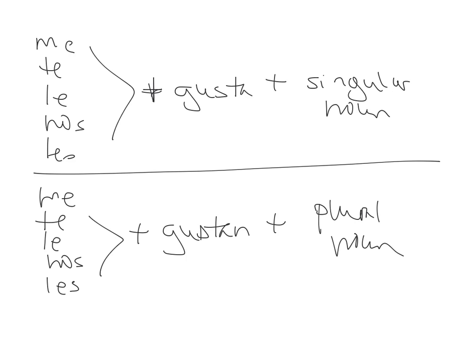So let's summarize just real quickly. We will use the same indirect object pronouns to tell to whom something is pleasing. Me, te, le, nos, or les, plus the singular form of gustar, gusta, if it's a singular noun that is pleasing to someone. We'll use those same pronouns, me, te, le, nos, les, and the third person plural of gustar, gustan, if the plural noun is what is pleasing to someone.